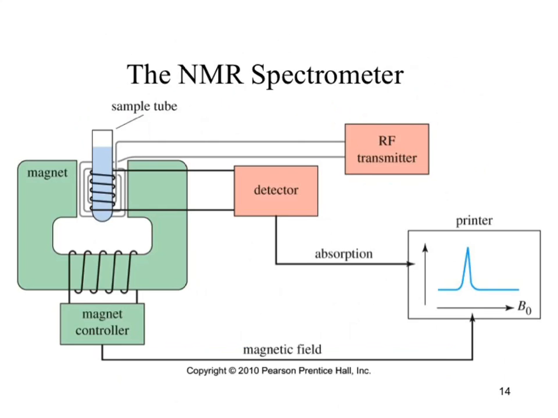In the actual spectrometer, we take a giant magnet, we drop our sample into that magnet. We've got our detector that can detect changes in the magnetic field, and then we can fire our radio frequencies through our RF transmitter, and then that gets converted by our computer into an actual signal that gets printed out, and then you get to analyze.